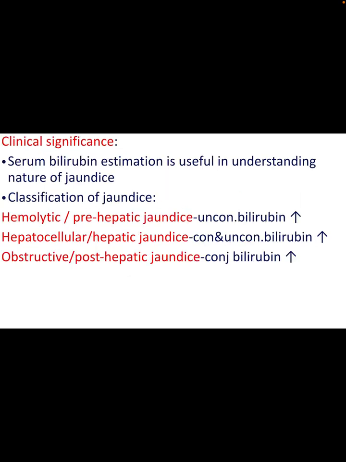And next we can see the clinical significance of serum bilirubin estimation. Serum bilirubin estimation is useful in understanding the nature of jaundice. We know the types of jaundice. So classification of jaundice is hemolytic or prehepatic jaundice. In this type, unconjugated bilirubin increases in serum. Second one, hepatocellular or hepatic jaundice. In this type, both conjugated and unconjugated bilirubin increases. Third one, obstructive or posthepatic jaundice. Here, conjugated bilirubin increases in the serum.